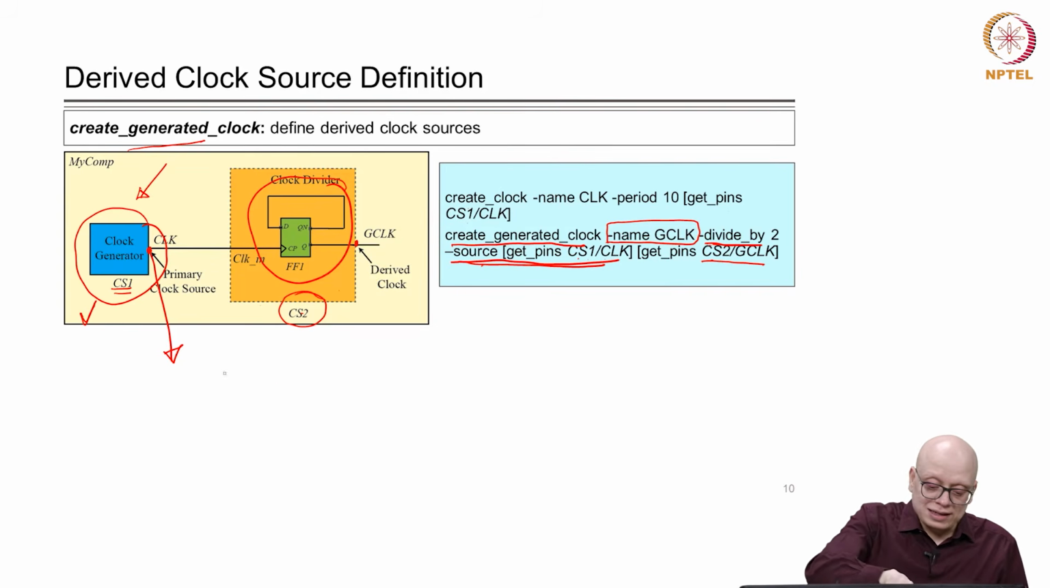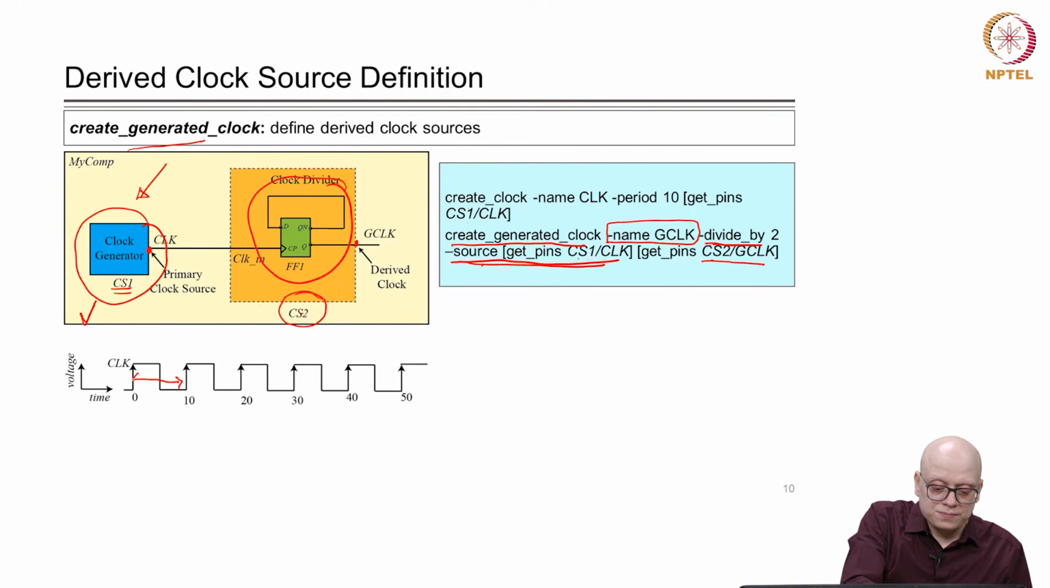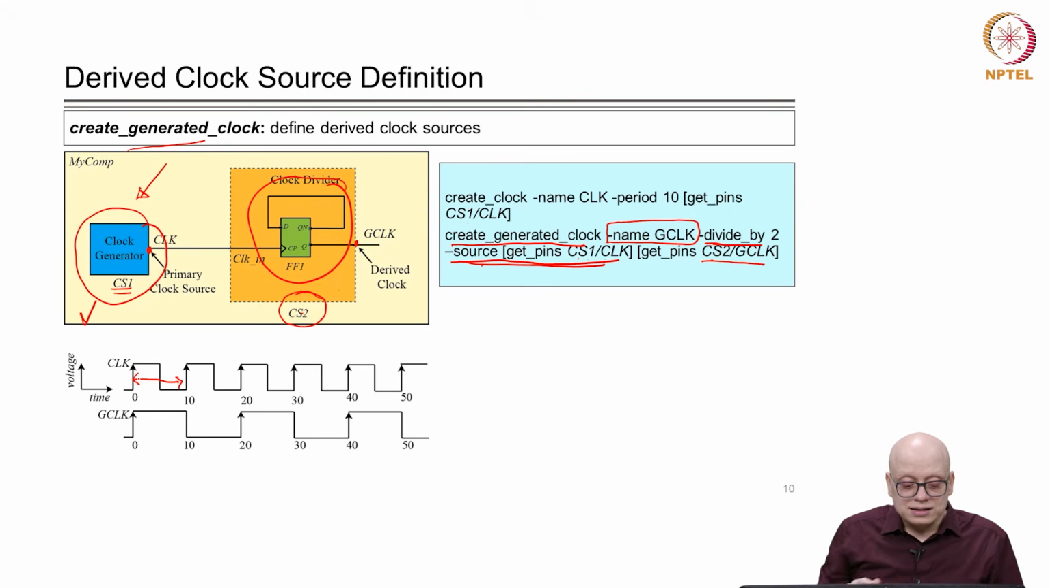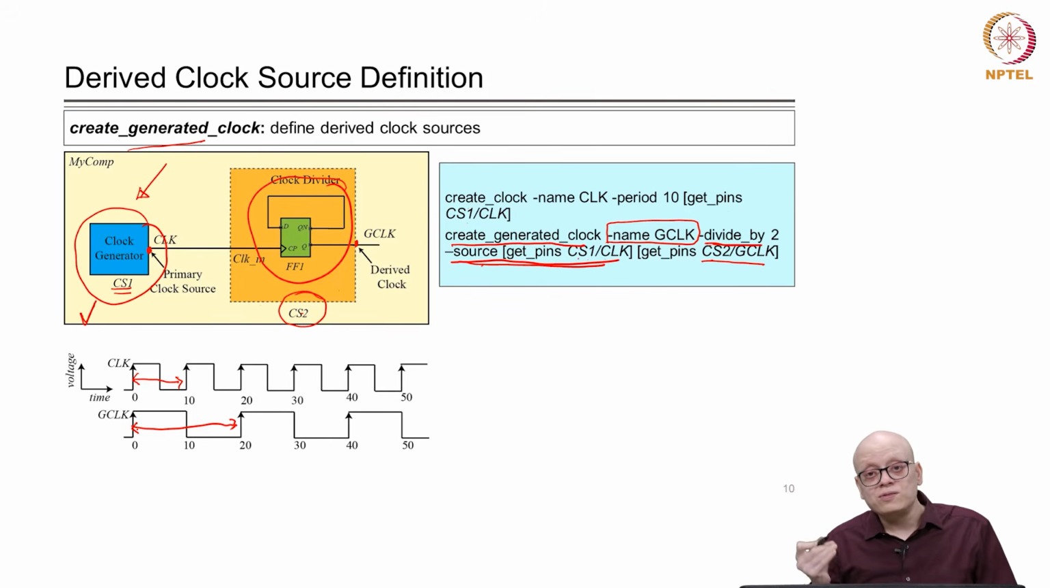So, now we can see what will be the waveform. If the waveform of the primary clock source was like this, it has got duty cycle of 50 because waveform is not specified and the clock period is 10 time units, right, and the time period of the derived clock source GCLK will be 20 time units, right, because it is a divide by 2, the frequency is being divided by 2, the time period is multiplied by 2.